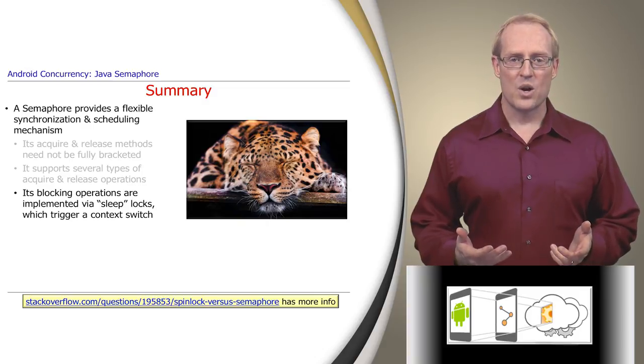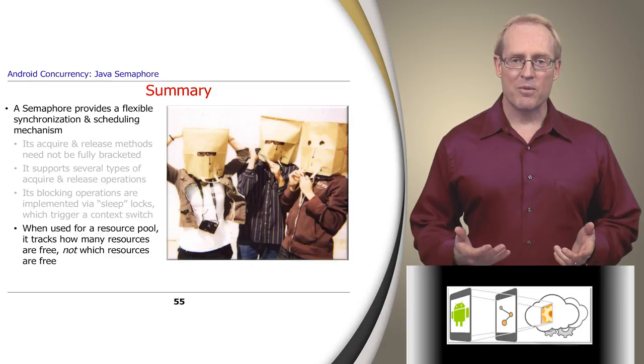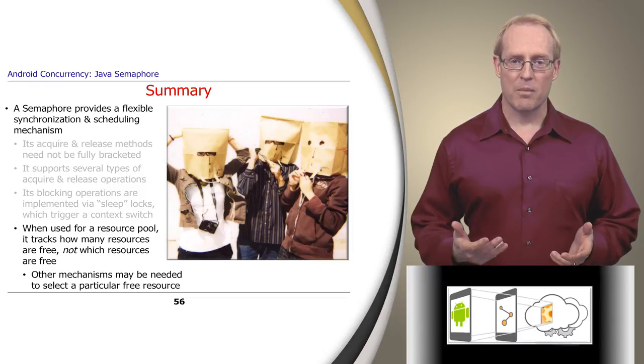When used to coordinate access to a pool of resources, a semaphore tracks how many resources are free, but not which particular resources are free. Therefore, some other mechanisms, possibly involving condition objects or more semaphores, may be required to select a particular free resource.